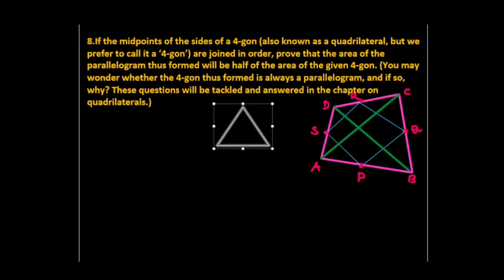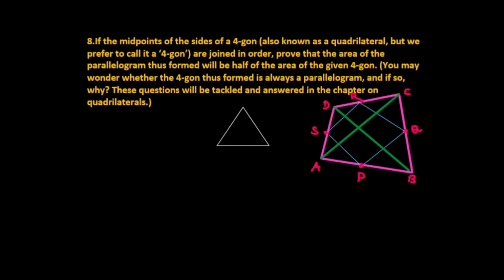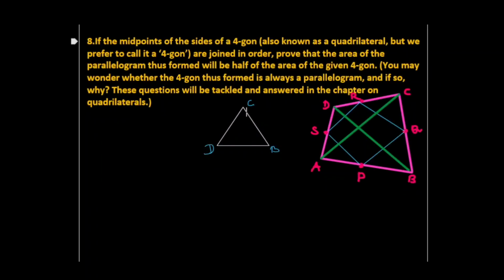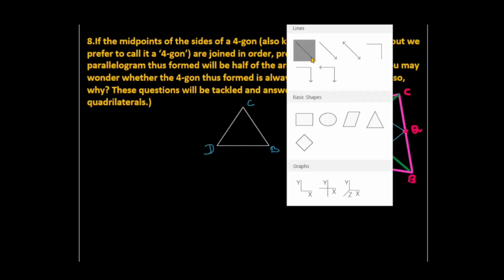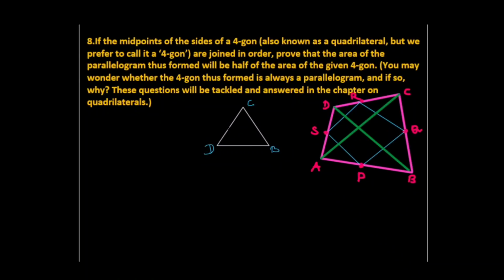For example, I am going to take one triangle from the figure. This triangle is DBC. In DBC, we have the lines joining the midpoints. The midpoints are P, R, Q.